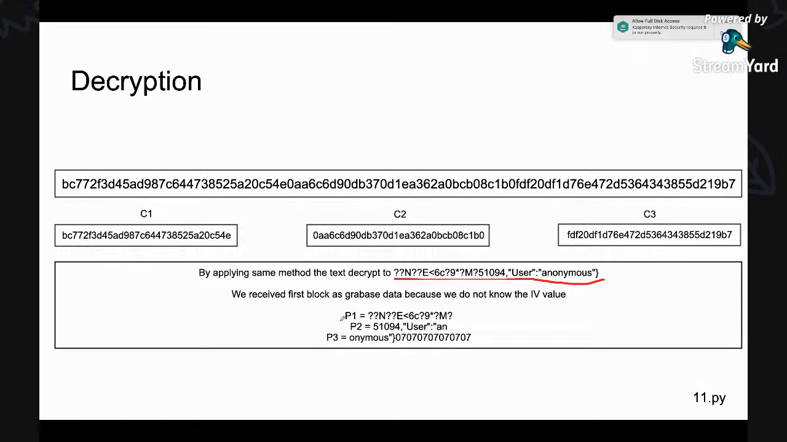Okay, so first, P1 is some garbage value because we are using a static IV and we do not have knowledge of the IV, right? So in the decryption process, if I want to decrypt a particular block, I must have knowledge of the previous block. Okay, so for the first ciphertext value, we do not have knowledge of the initialization vector, so we are not able to decrypt it. The second block is some integer value, and there is something like user is equal to an, and the last block is anonymous, right? And some valid padding.